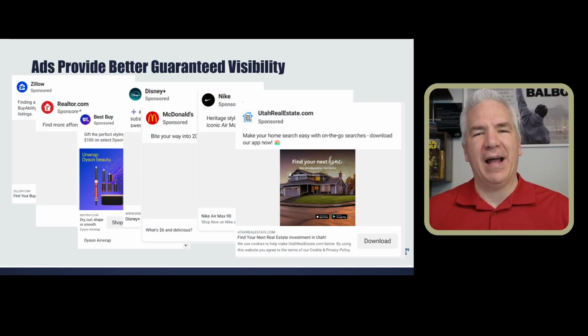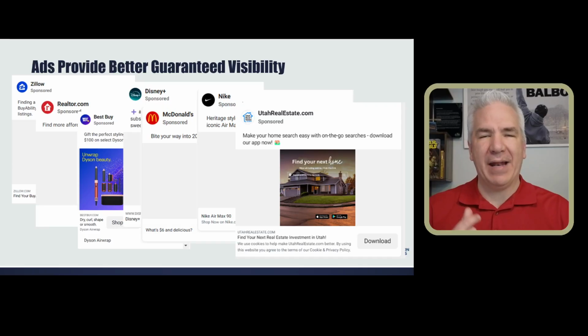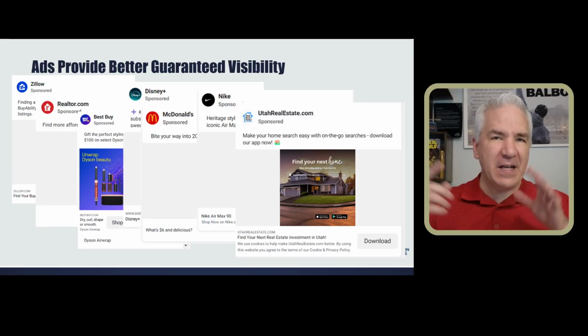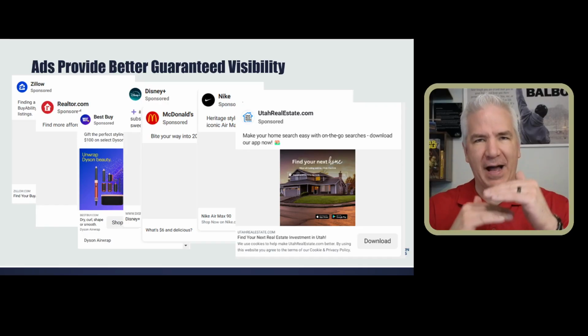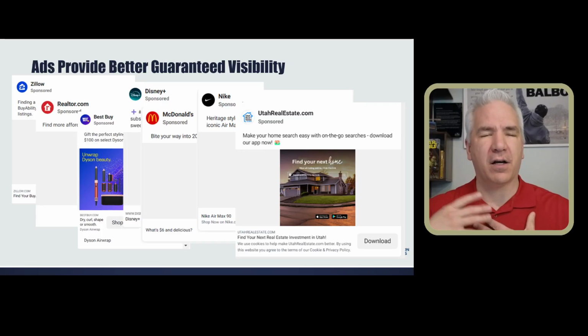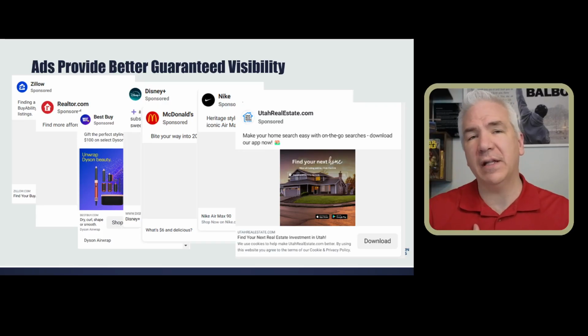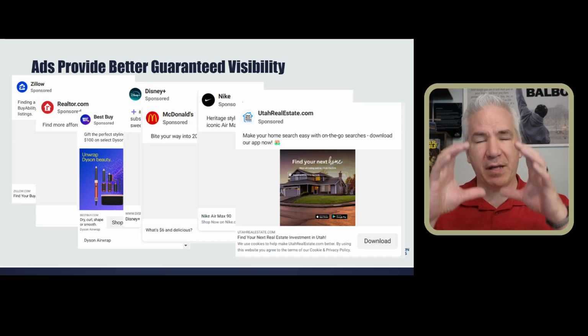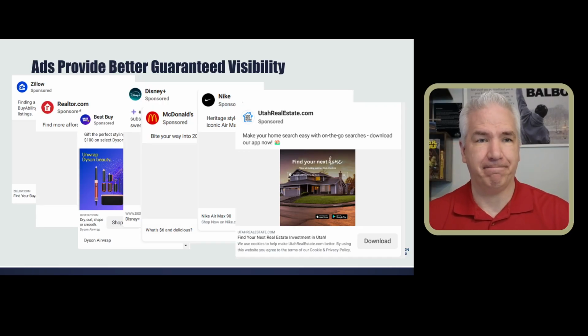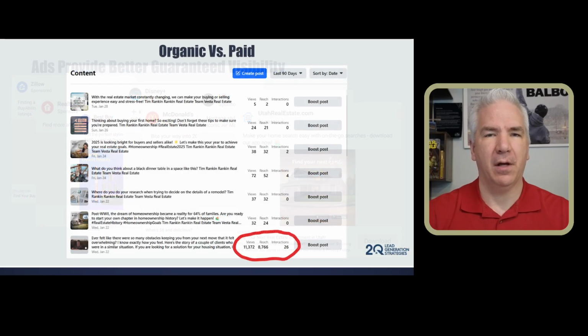The ads are what provide guaranteed visibility, right? The moment we become an advertiser on the platform, Facebook starts populating our content into those ad slots that are about every 5 or 6 posts. Our content gets put in there, and what we're literally paying for is the opportunity to have our content show up in other people's news feeds.